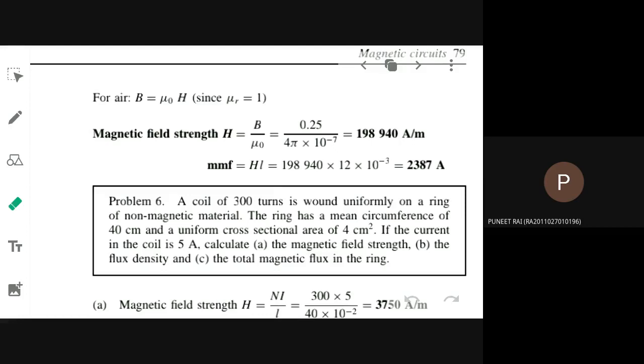Dhruv, you got the answer? Dhruv, where is Dhruv? Dhanush, his mic is not working. He kept it in the chat box.